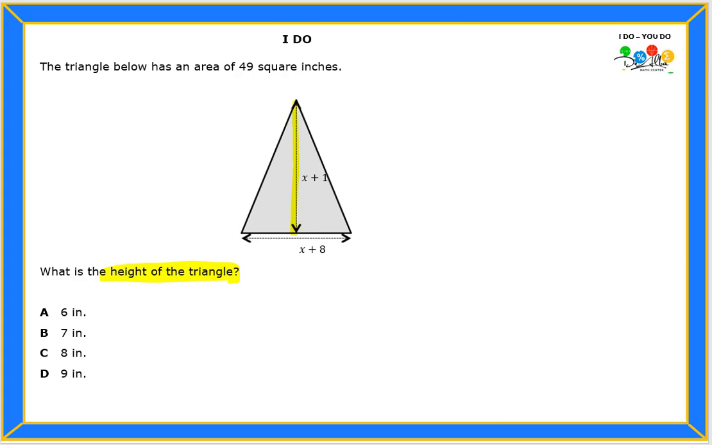And they are giving us the area for my triangle, right? And not only that, but I do see some expressions, right? Like x plus 8, that is my base. X plus 1 is the height. Very good. So what I need to do next, I see the word area and triangle.